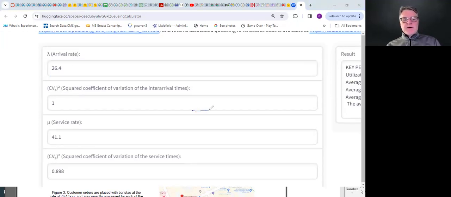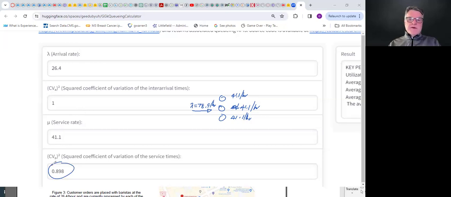So we've got a funneled order stream coming at us at 78.9 per hour. We've got these 3 baristas. They each do 41.1 per hour. Identical, right? You haven't changed anything. Their training is still the basic training, and they're still all over the park. So their CV sub P squared is still the same at 0.898.